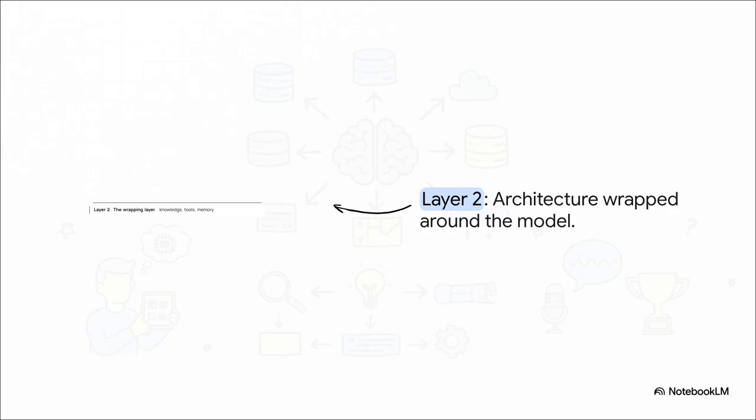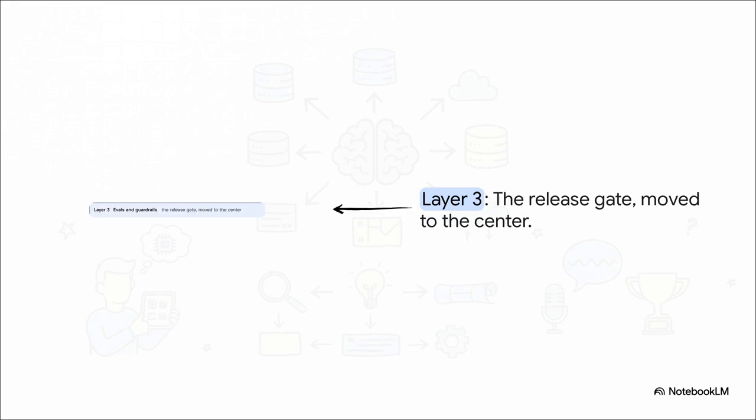It consists of knowledge, like retrieval over your own data, tools, which are the typed actions the system can actually take, and memory, which is what the system needs to remember across a user session. Next up is layer 3, evals and guardrails. Remember how we talked about non-determinism earlier? Well, this layer is the direct consequence of that.